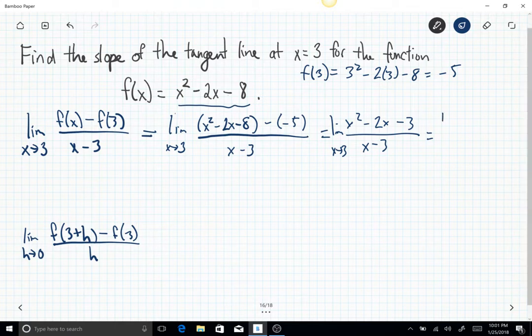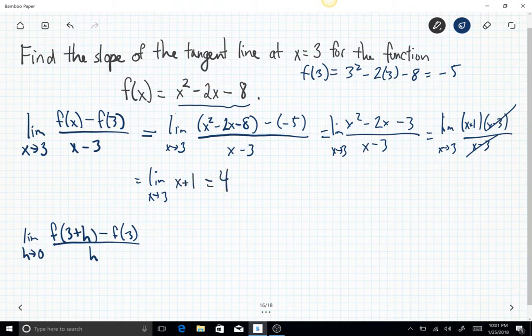So as we're moving forward with this, limit as x approaches 3, we can factor the top. It goes x plus 1, x minus 3, and then x minus 3. The x minus 3's cancel. You're left with the limit as x approaches 3 of just x plus 1, and so that equals 4. Okay.